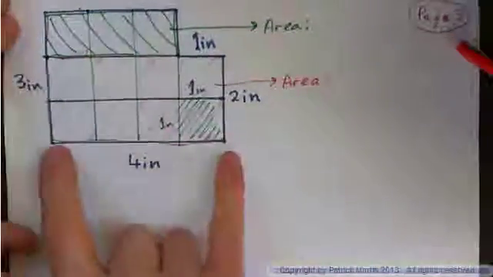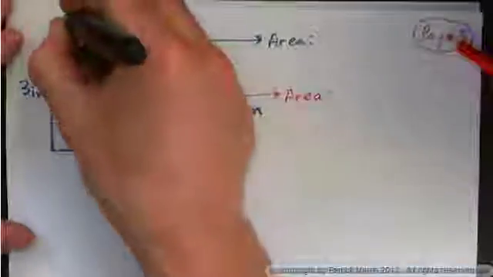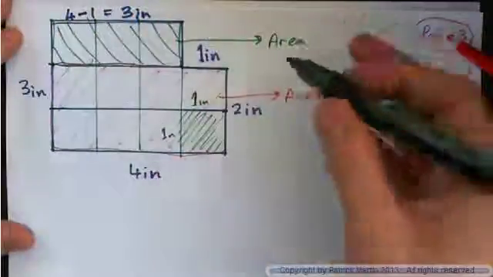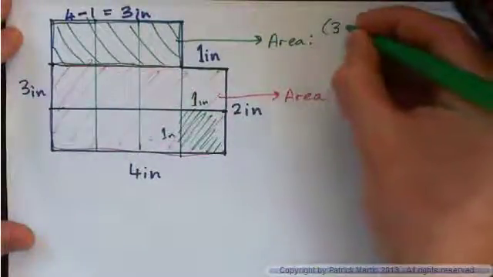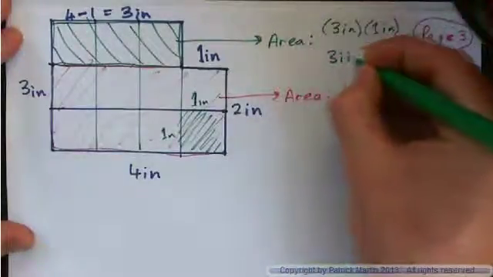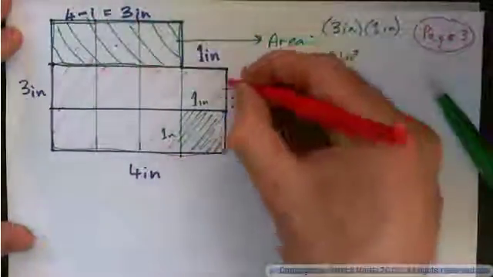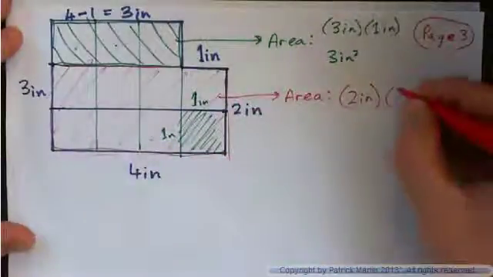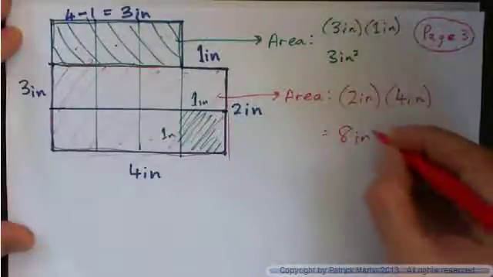Well, this is 4 inches, this is 1, so 4 minus 1, this up here you'd figure out to be 4 minus 1, which is 3 inches. So this green guy is 3 times 1, which of course is 3 square inches, as we can see, 1, 2, 3. The red area is 2 times 4. 2 times 4, of course, is 8, so that's 8 square inches.